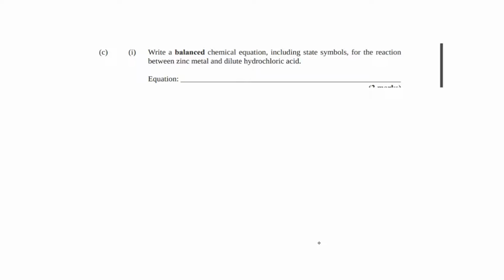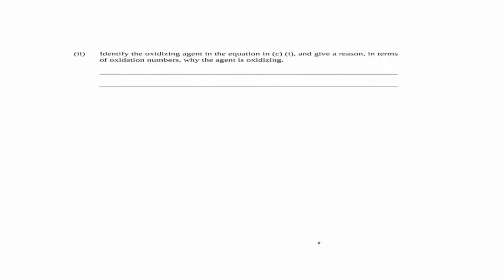C, write a balanced chemical equation including state symbols for the reaction between zinc metal and dilute HCl. So we have zinc, this should be easy. Zinc solid plus HCl, it's aqueous, right? Going to zinc chloride, that's aqueous, plus hydrogen gas. Are we balanced? No, we're not balanced because we have 2 hydrogen here with 2 there. So 2 HCl. Yes, so that's for your 2 marks.